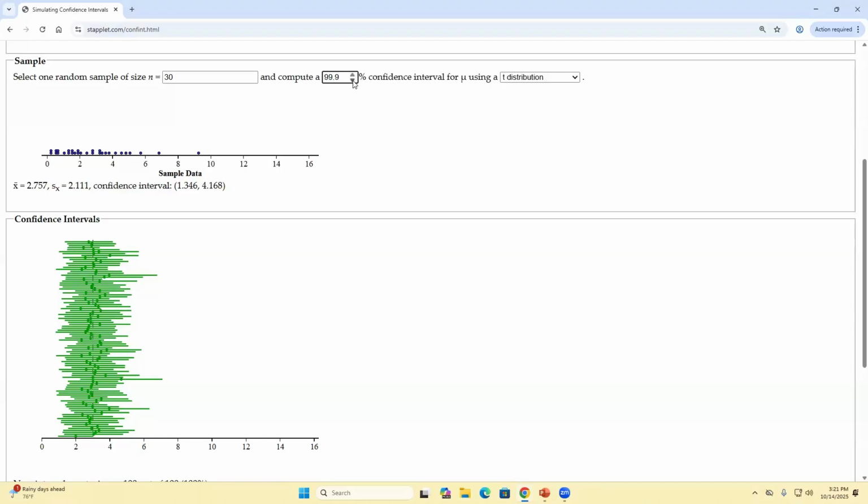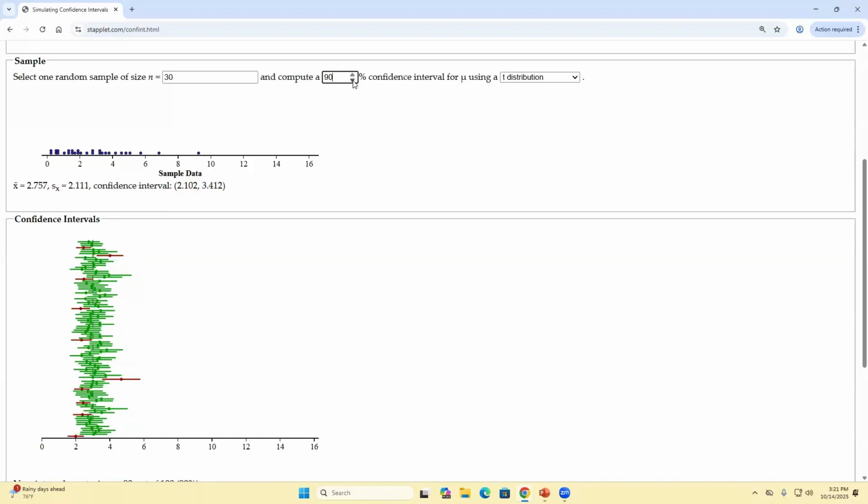So the first thing that you can see that affects the margin of error is your confidence level. And basically, if your confidence level decreases, you need a smaller margin of error, and you can see those confidence intervals decreasing. And if you want them to increase in confidence, you need a wider confidence interval.